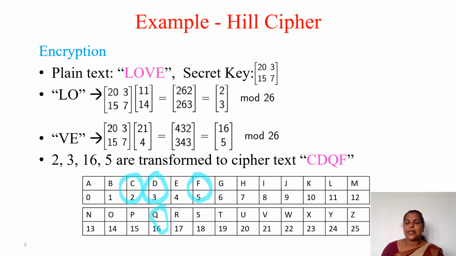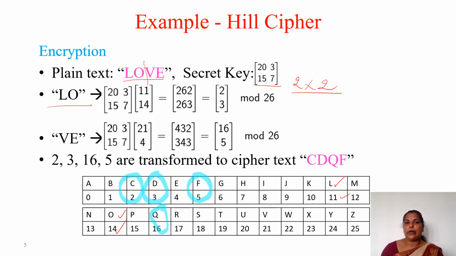Coming to the encryption, the plain text given is LOVE, L-O-V-E, only 4 characters. The secret key is a 2 cross 2 matrix. If it is a 2 cross 2 matrix, how many letters in a block? 2 letters in a block. So you split the given plain text into 2 blocks, LO and VE. Then for LO, you find the corresponding numerical value. For your convenience it is given: L is 11 and O is 14.